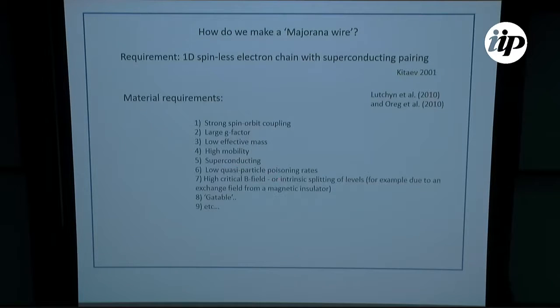If we want to lift the degeneracy with the Zeeman field, then we need a high critical field, most likely all the way up to where we reach the topological regime. Or maybe we can use some other material that intrinsically splits the levels, like a ferromagnetic insulator, or maybe not insulator. It depends on what we do.